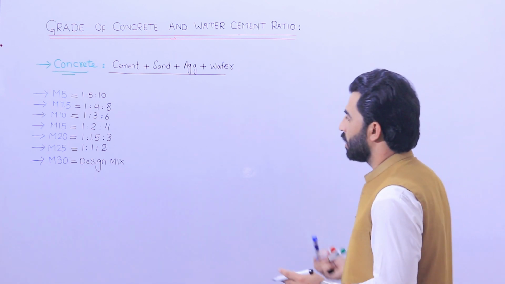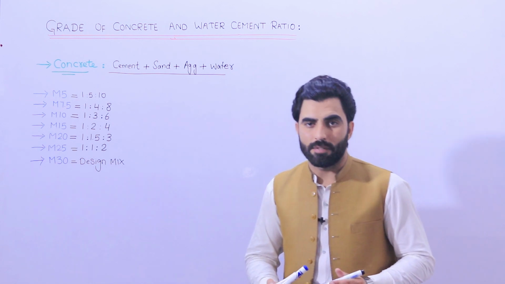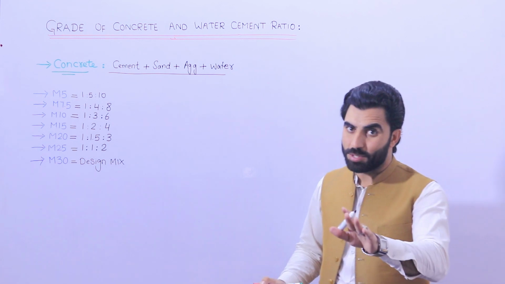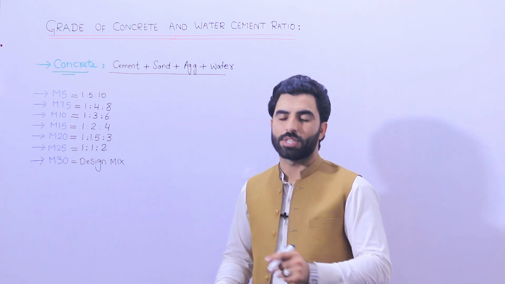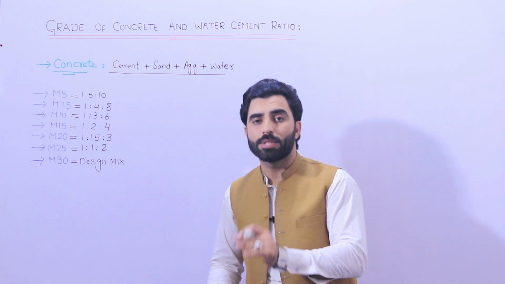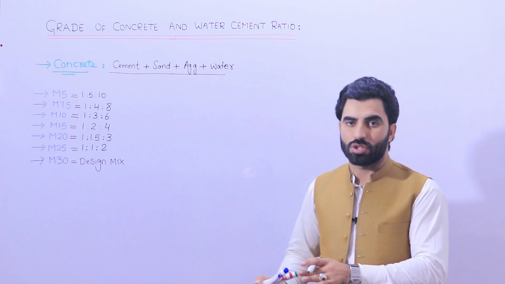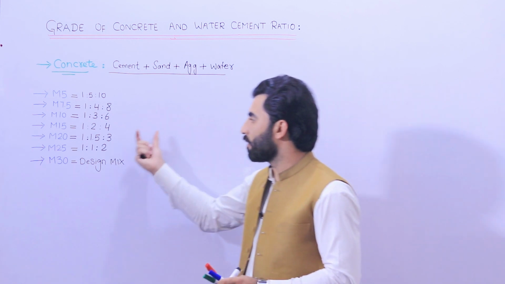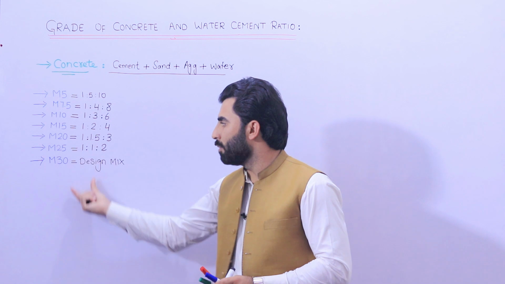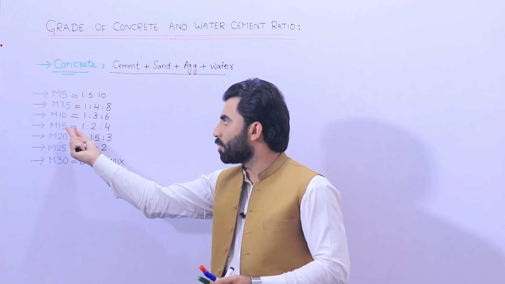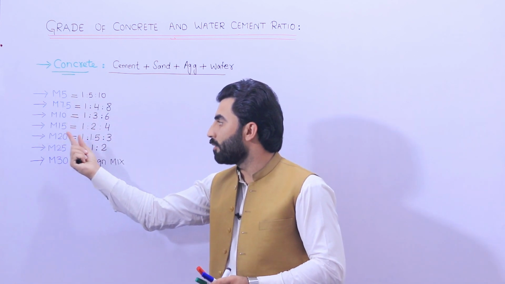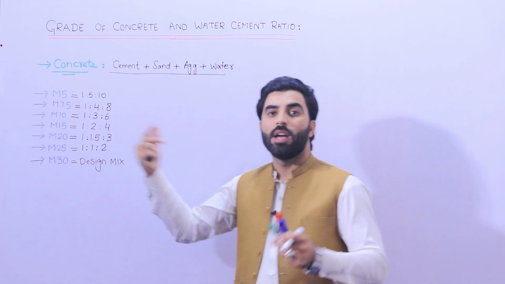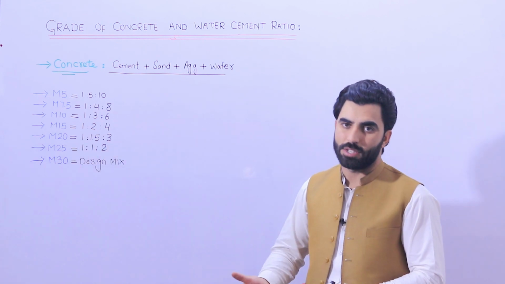So this is concrete. As you know, we have different grades of concrete, and different grades are used for different RCC works, whether it is foundation, beam, column, or slab. It depends on the structure load. According to the structure load, we take the different grades of concrete. So we have M5, M7.5, M10, M15, M20, M25, M30, M35, M40, etc.